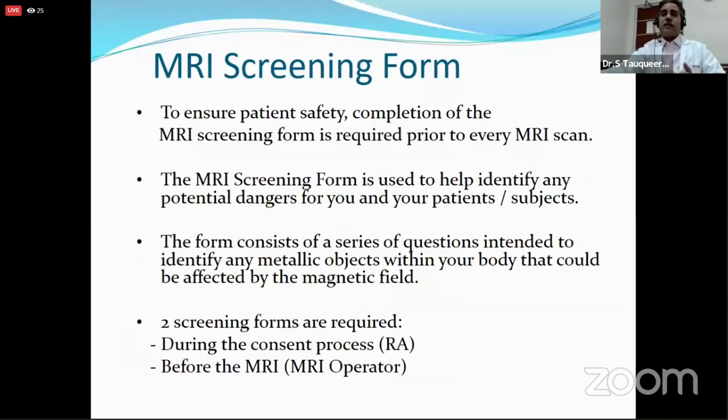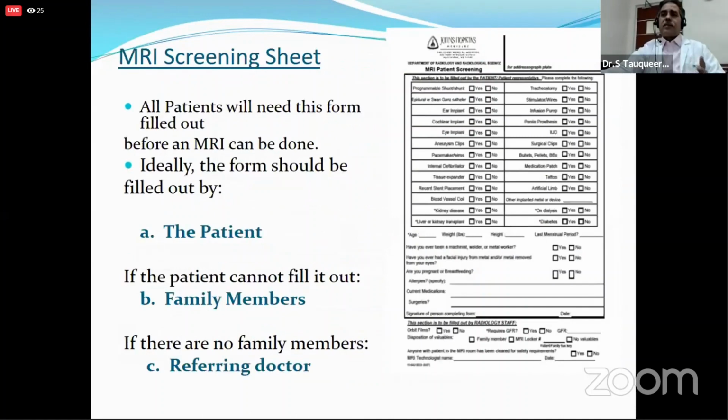MRI screening forms have been designed where every detail of the patient is mentioned. Besides the demographics, we talk about implanted metal implants within the body or any kind of device which has been applied. All these things should be mentioned in the form. So these are the forms. You see multiple things are entered, and whatever can be mentioned can be entered.